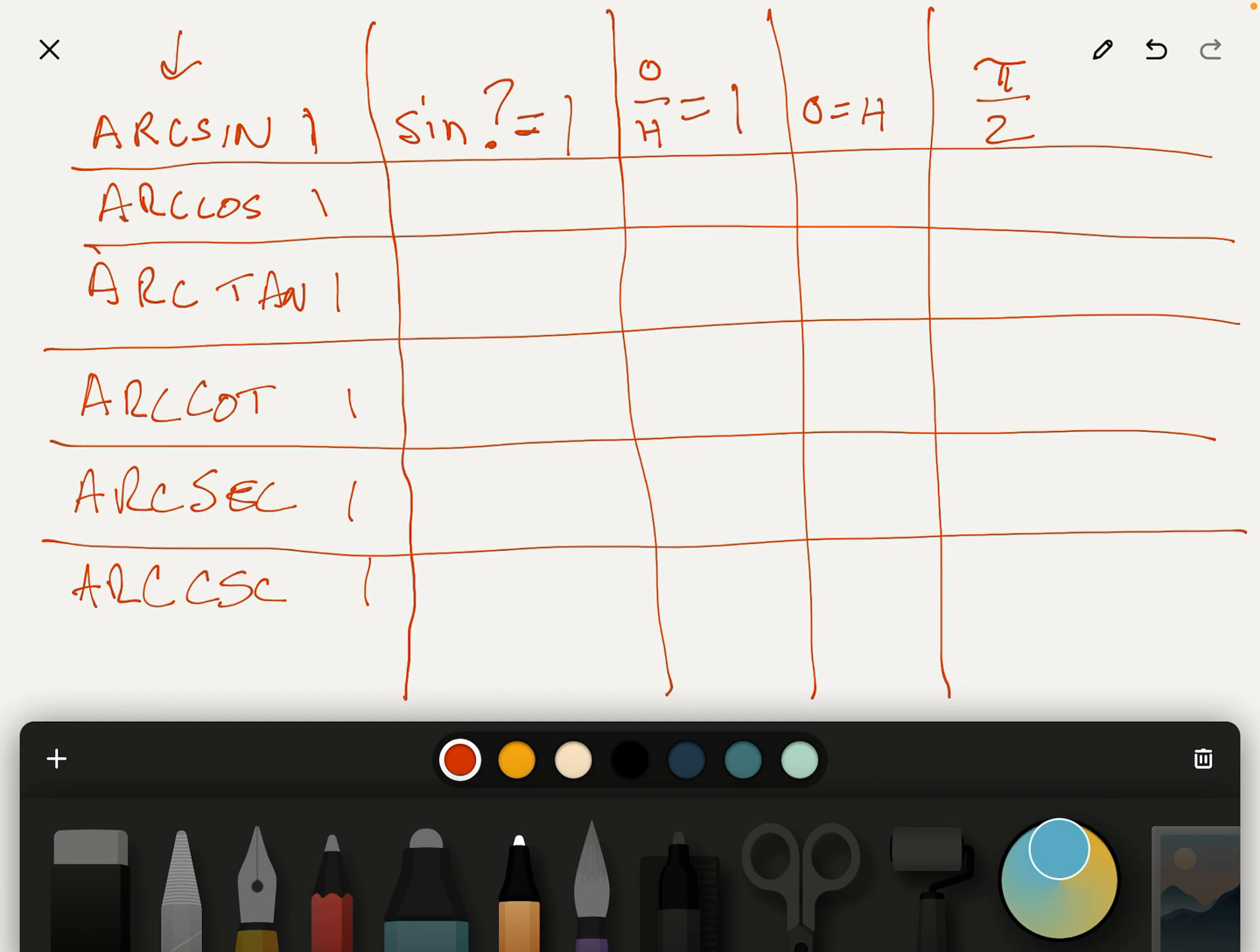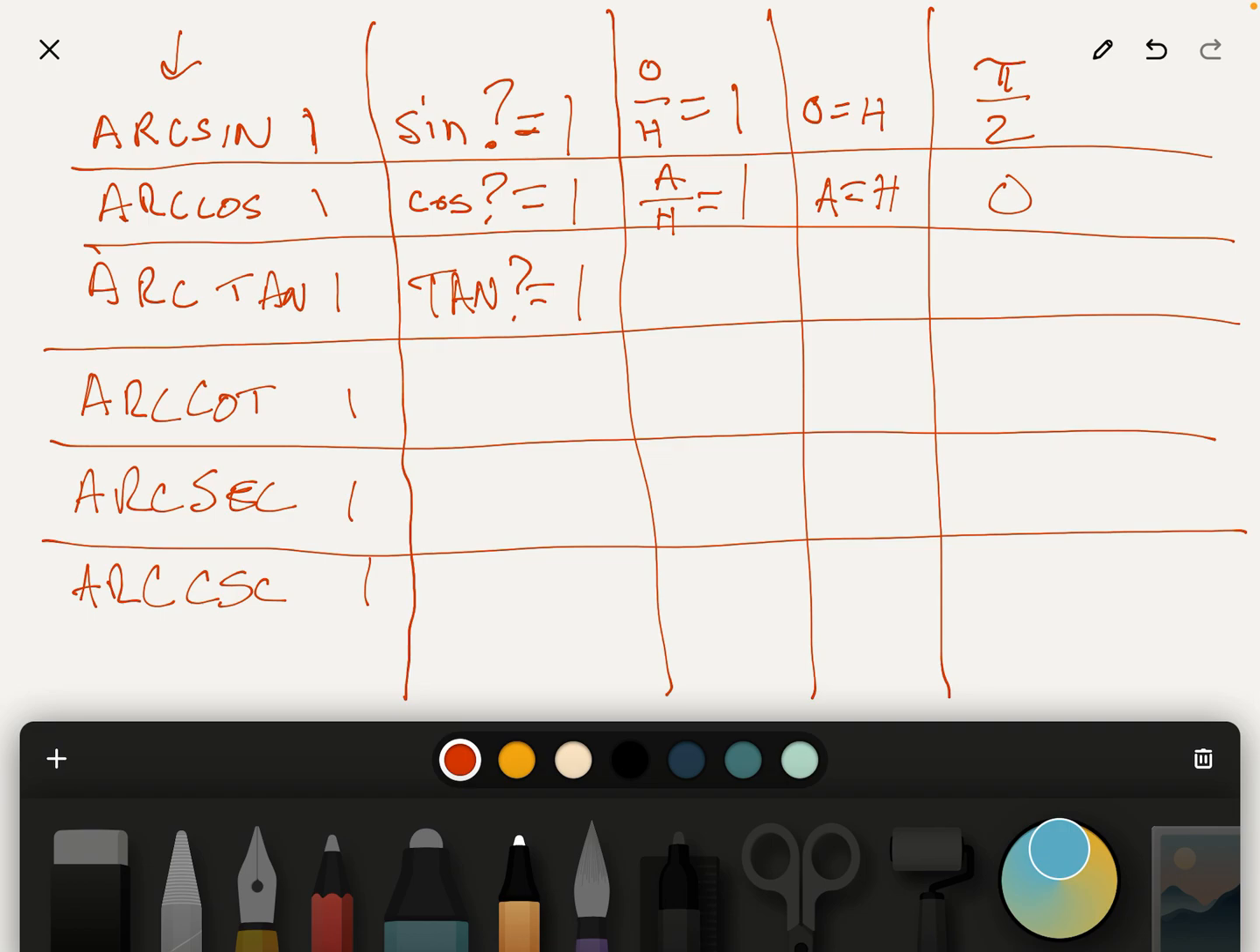Same thing for the next one. Cosine of what angle gives you 1? Well, that means a over h must equal 1, or a equals h. Well, that's 0. The cosine of 0 degrees, or 0 radians, is 1. Okay, you get the idea, but let's just go through it real quick. So tangent of what angle equals 1?